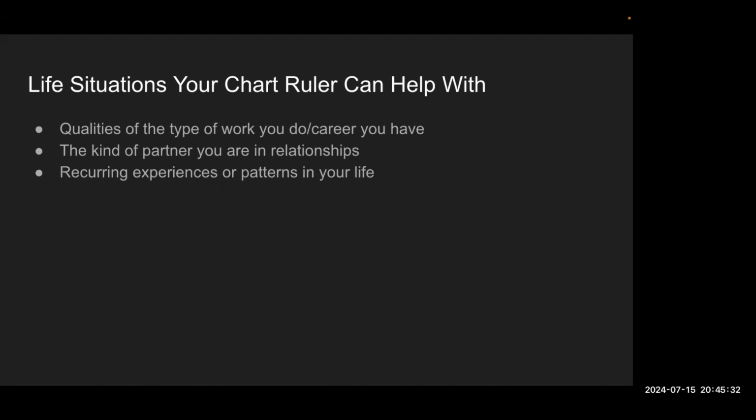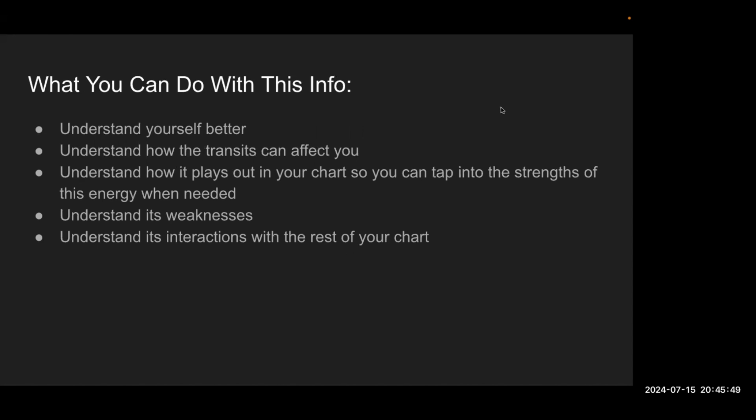So a lot of it does describe what you do, and this can relate to the type of career that you have. This could relate to the type of partner that you are in relationships. And this could also indicate reoccurring experiences or patterns in your life. And what you can do with this information moving forward, because I'm all about having that clarity, insight, and plan moving forward. You could utilize this energy to understand yourself better, understand how the transits can affect you.